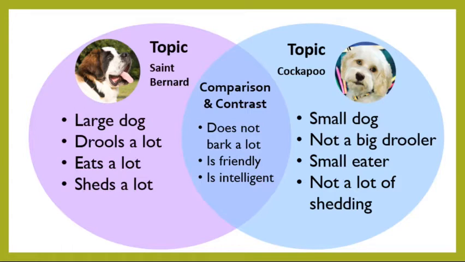Now, what is the contrast? What are they different? Anong pinagkaiba nila? So, the Saint Bernard is a large dog, while the Kakapu is a small dog. And the Saint Bernard eats a lot or kumakain ng marami, and the Kakapu is a small eater or it eats very little compared to the Saint Bernard. Now, let us look at the text.